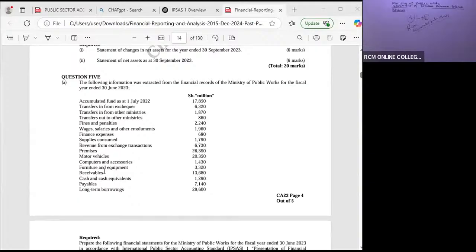Receivables, I expect to receive this money as fast as I can. Most of the times it will be like 3 months. So it's an asset that I expect a cash flow from, but it will be a current asset. Cash and cash equivalents, already we have this, it's current. Payables, this is a liability. Which liability is this? Current liability. Long-term borrowings, this is a non-current liability.